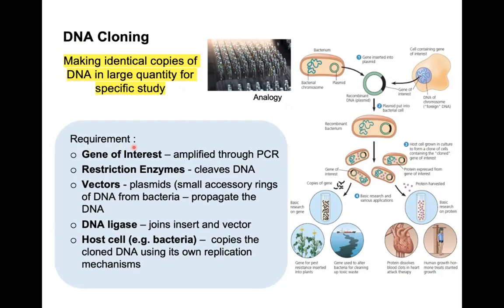Requirement of DNA cloning. Dia mesti ada gene of interest. Okay, selalunya kita akan amplify dia guna PCR machine. Okay, another one is dia kena ada restriction enzyme yang akan potongkan the DNA, masukkan the vector. Okay, and then we have the vector which is the plasmid. Oh sorry, yang tadi restriction enzyme untuk masukkan gene. Sorry, not the masukkan the vector. Masukkan the gene. So the vector is the plasmid itself. Ini. And then we have the DNA ligase.